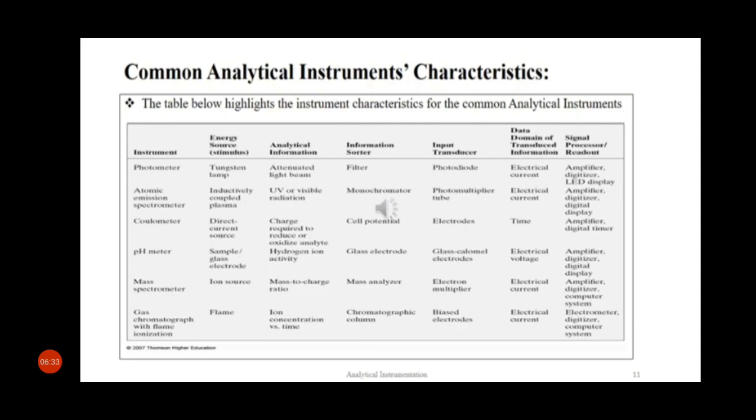For a gas chromatograph with flame ionization, in this case the energy source is a flame. Analytical information is ion concentration versus time. Information sorter is the chromatographic column. Input transducer is a biased electrode. Data domain of transduced information is electrical current, and readout is an electrometer or digitizer computer system. So this table highlights the instrument characteristics for the common analytical instruments.